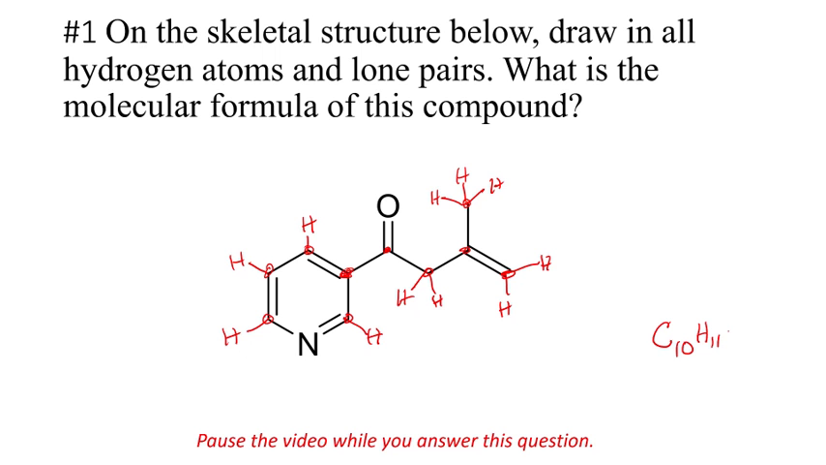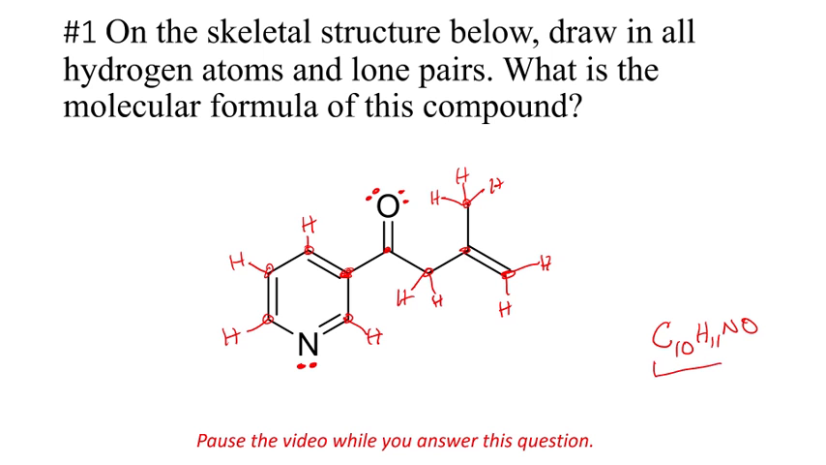We also have a nitrogen and an oxygen. Let's not forget our lone pairs. There's a lone pair on the nitrogen to fill it out and have 4 pairs of electrons around it. And the oxygen, double bonded oxygen, will need 2 lone pairs. So there we go, C10H11NO.